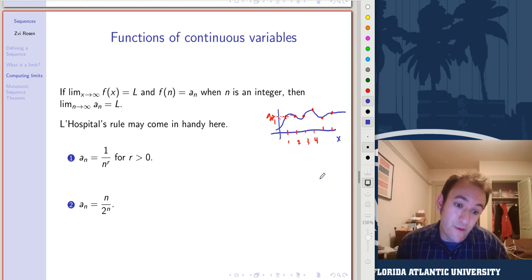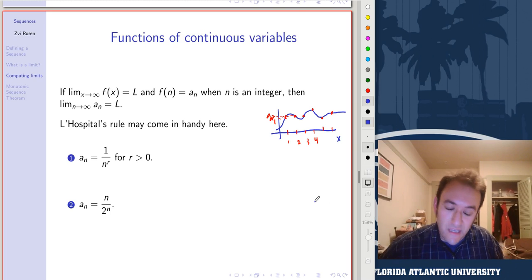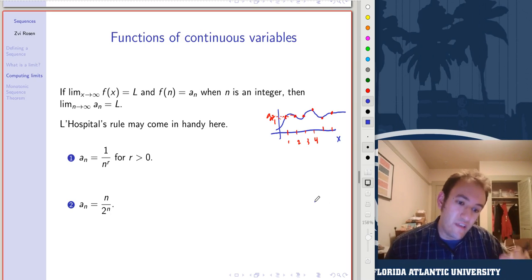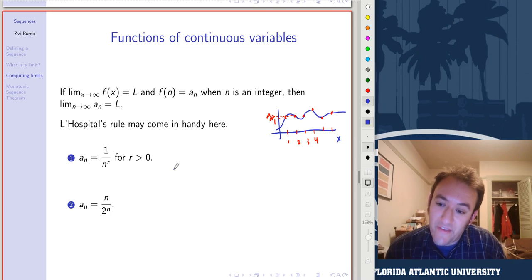And because we're computing limits of functions of continuous variables, L'Hopital's rule may come in handy here. But you can never use L'Hopital's rule directly on a sequence because it's specifically related to differentiable functions. Okay, so let's look at this first example. We have a sub n equals 1 over n to the r for some positive number r.